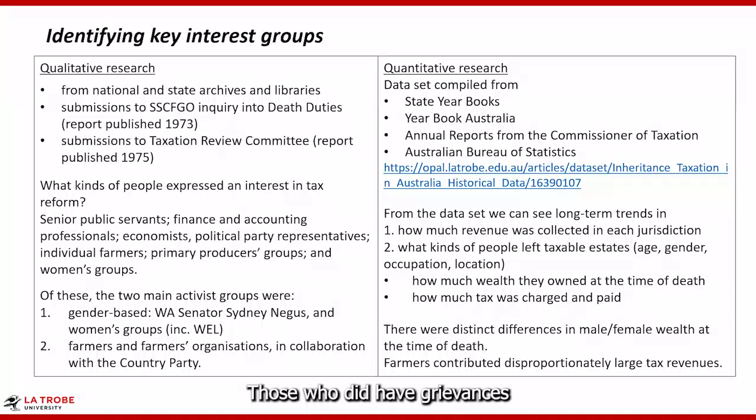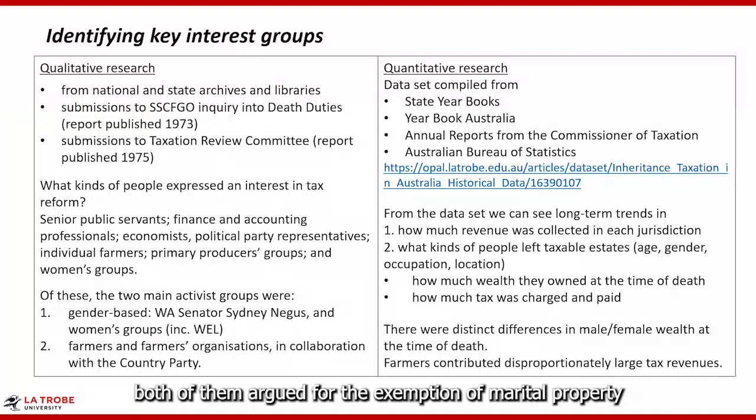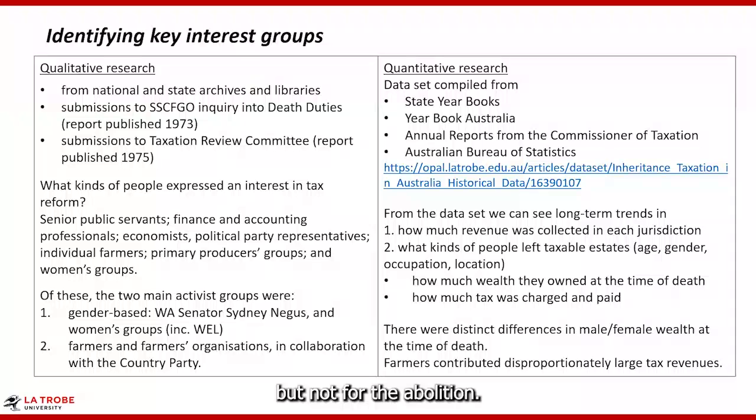Those who did have grievances fell into 2 main categories. The first group complained about the disproportionate tax compliance burdens faced by women. The most prominent and effective of these were Western Australian Senator Sidney Negus and the Women's Electoral Lobby, particularly the Probate Action Group headed by the late Di Graham. Both of them argued for the exemption of marital property from the inheritance taxes, but not for abolition.